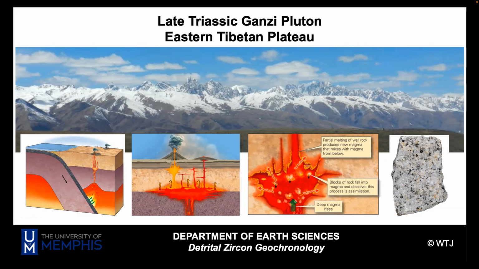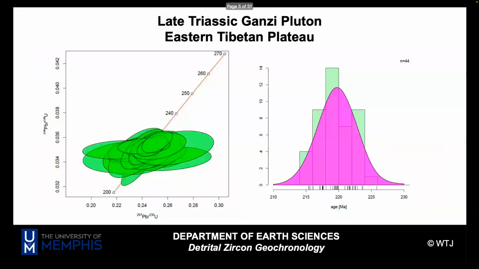It's intruding middle to late Triassic turbidites, so sedimentary rocks down here in the valley. You can even see some of those sedimentary rocks have been thrusted and folded over here to the left, so they do make some of the high peaks on the left side. But we wanted to get a more precise age on the pluton itself. So we sampled it, we separated out zircons from that bulk rock, and then we analyzed it via laser ablation ICP-MS.